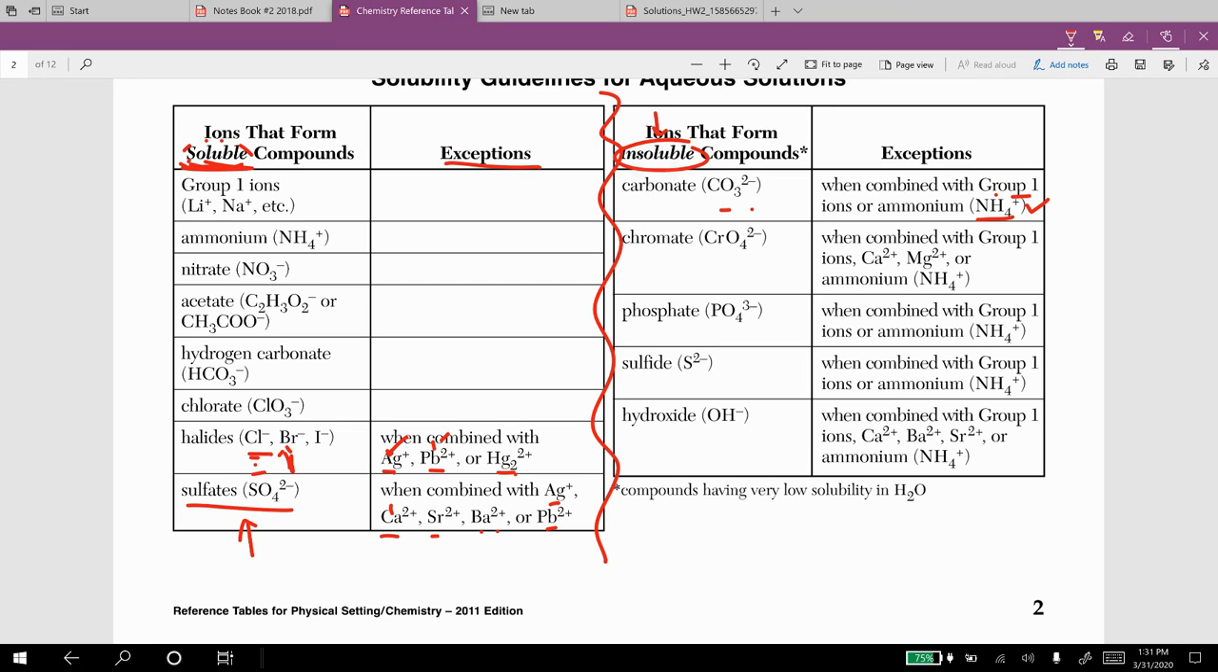Because remember, this side is insoluble. The exceptions are soluble. All right, I'm just going to do a little bit of erasing so that when we get to the next set of questions, it's not so messy.